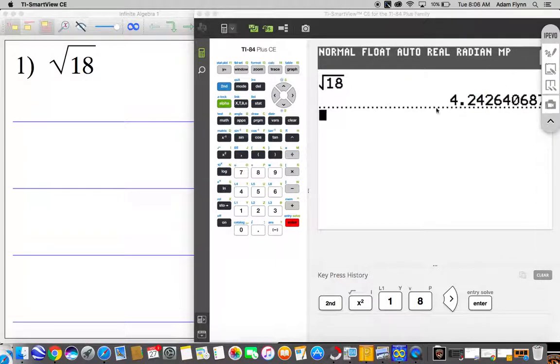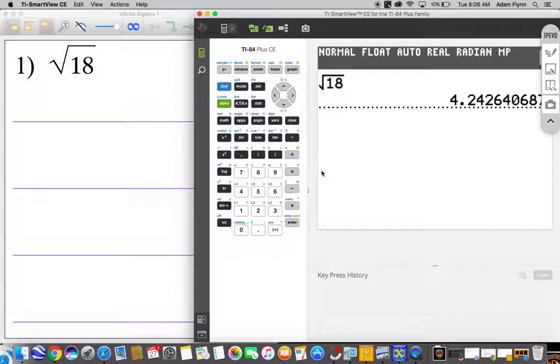All right, so I'm going to clear this. And if you're ever struggling with this and you want to see exactly what buttons I'm pressing, especially if you're using one of the Texas Instruments graphing calculators, all the buttons I'm pressing are right down here in the exact order. So I'm going to hit clear and clear my screen.